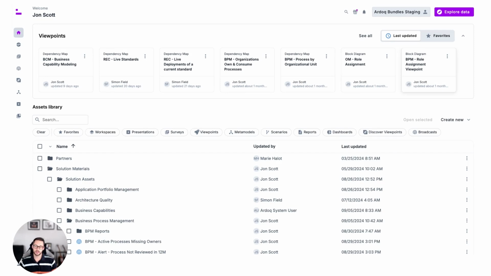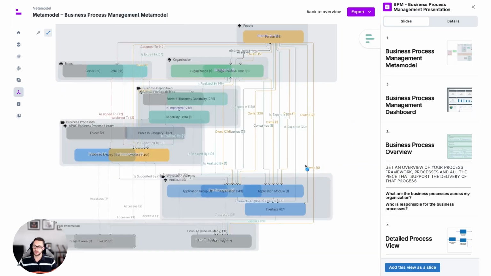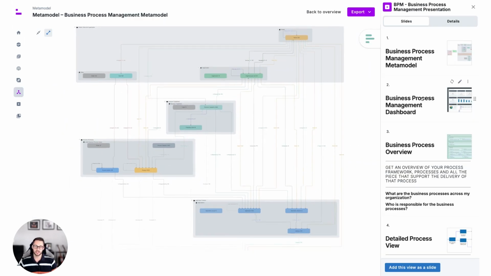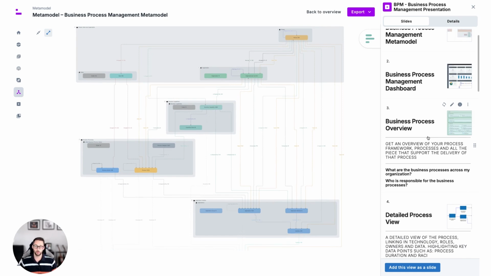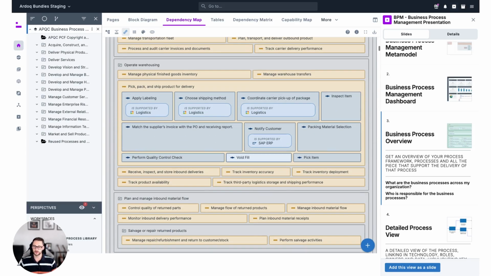Now, with a high level of confidence in our process data quality, we can begin to visualize and analyze the process data that we've got in Ardoq. The business process management presentation provides us with some key visualizations to help us answer the questions that we covered earlier. Questions like, what processes do we have within our organization? Who's responsible for them? What kind of technologies support them and help deliver them?